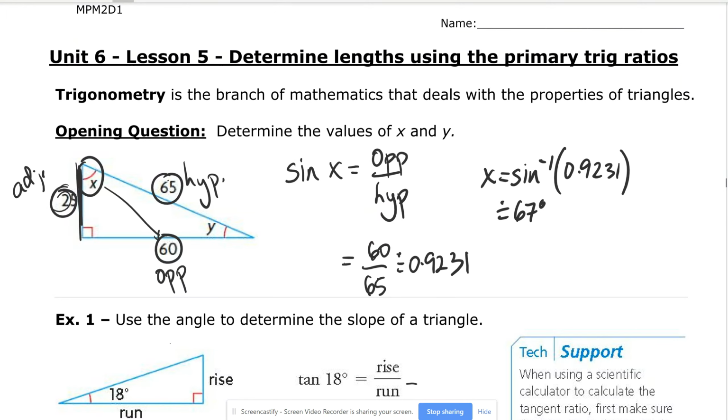Okay, now if I want angle y, remember the rule that the sum of all three angles inside a triangle adds up to 180. So y would have to be 180 minus the 67 degrees we found minus the 90 degrees in the right angle triangle, leaving us with 23 degrees. So y is 23 degrees.